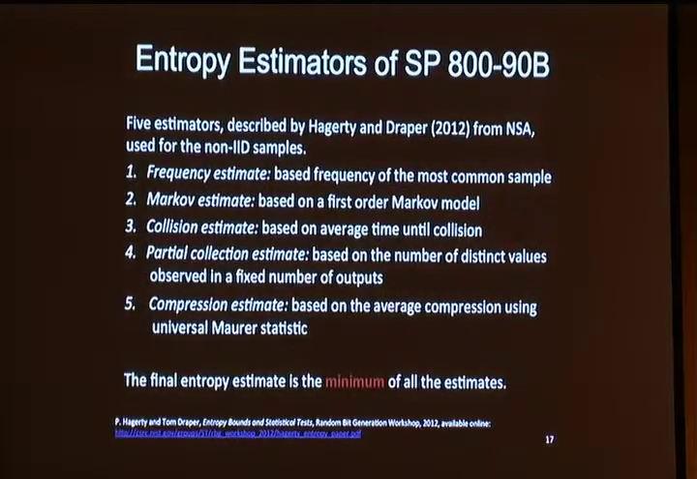The second estimator is the Markov estimate. It just models the system as a Markov model, a one-depth Markov model. The other one is the collision estimate, which is based on the average time a collision occurs, which means a sample value is repeated. And the partial collection estimate is based on the number of distinct sample values that we observed in a time period. And then we also have the compression estimate.